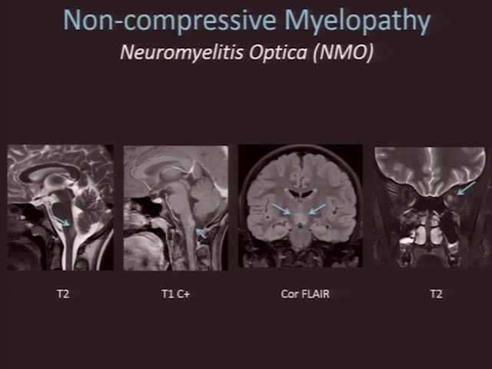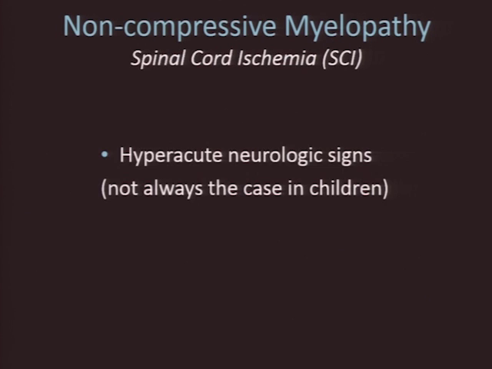Now, in classic Devic's, we'd make that diagnosis when we saw the presence of myelitis and optic neuritis. However, in neuromyelitis optica spectrum, the presence of optic neuritis and myelitis may not be concurrent. They could actually be separated even by decades. So we just need to keep that in mind.